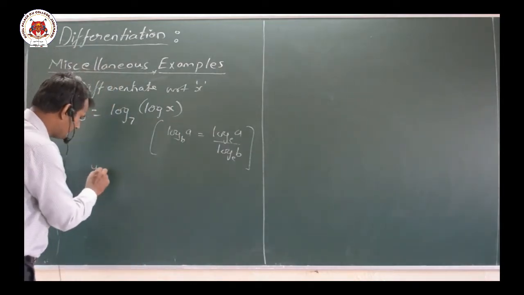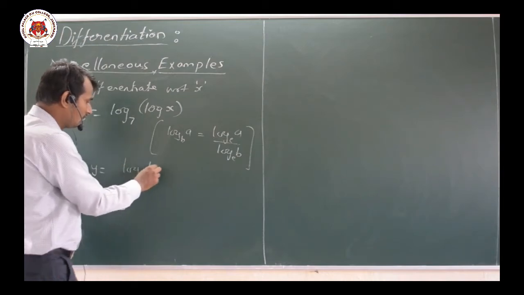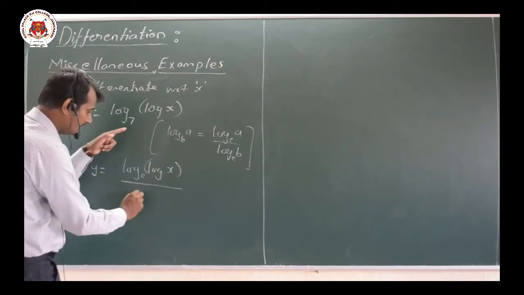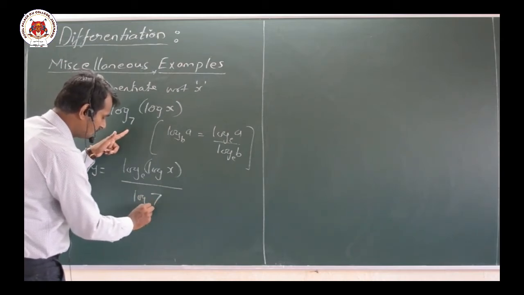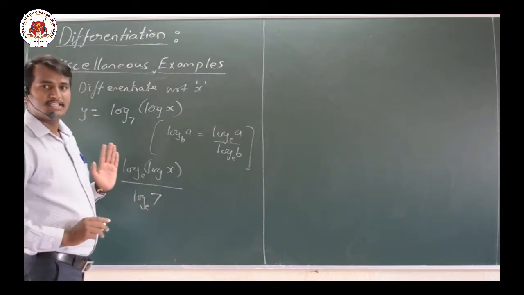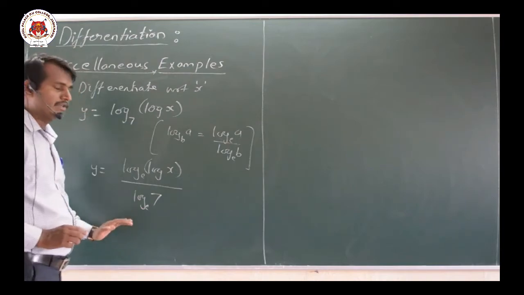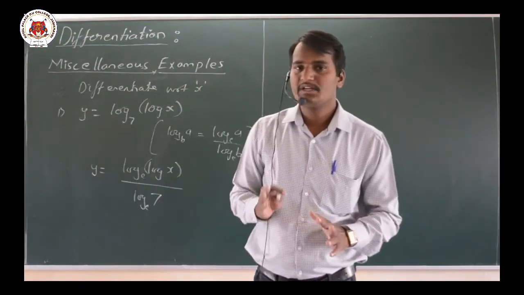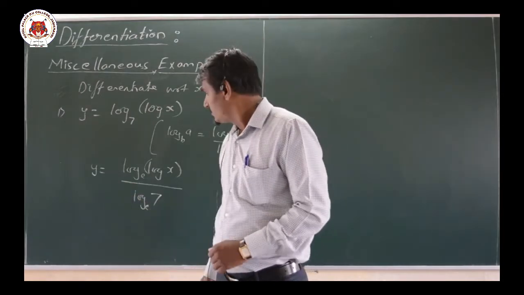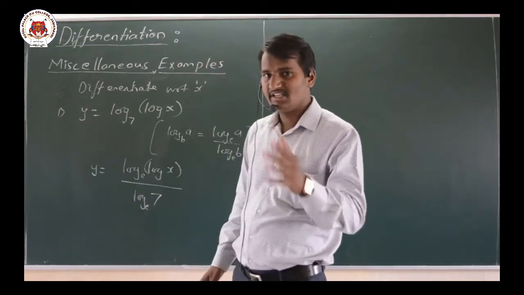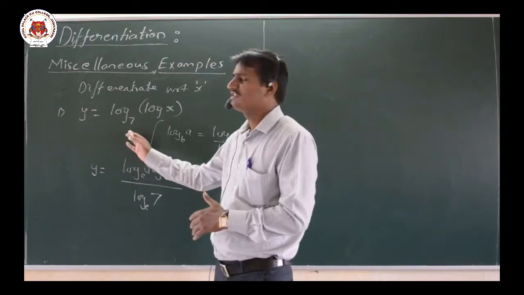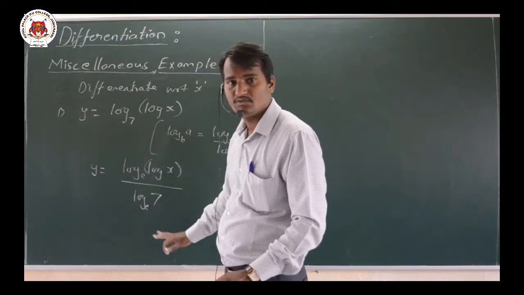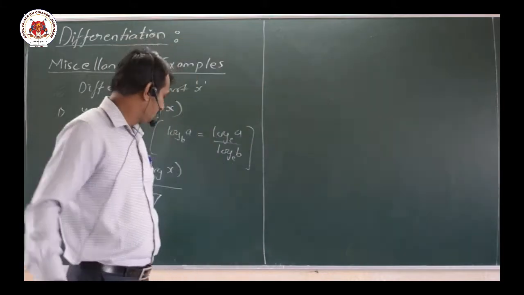That means what I can write here is y is equal to log of log x to the base e divided by log 7 to the base e. Now I can easily differentiate. This thing is compulsory, it is a must. If this question is asked in the question paper, they may ask for 1 or 2 marks. Many of you make the same mistake of differentiating directly. Whenever differentiation is there, the base should be e only.